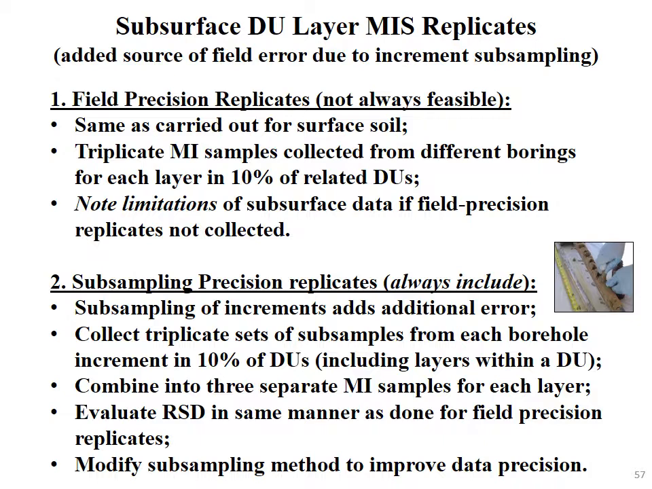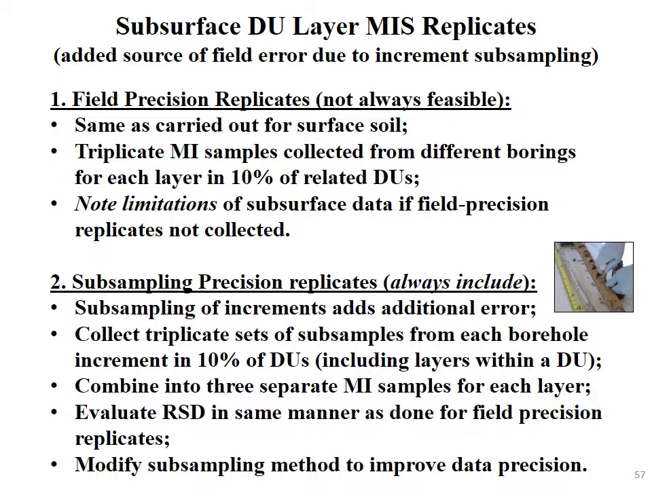Now, one issue with collecting MI samples from cores is that typically the cores, which represent increments through the layer, are far too big to combine into one single sample. So you have to collect subsamples of these increments. As we showed earlier, and you see in the slide on the right, here's a core increment. We're collecting subsamples of that to prepare an MI sample. So we'll have 30 of these cores. Each core through each layer represents an increment. We have to subsample that increment and then combine all the subsample plugs into a single bulk sample, again, 1 to 2 kilograms. So for each increment we try to target collecting 20, 30, or 50 grams of soil to combine to prepare the bulk sample.